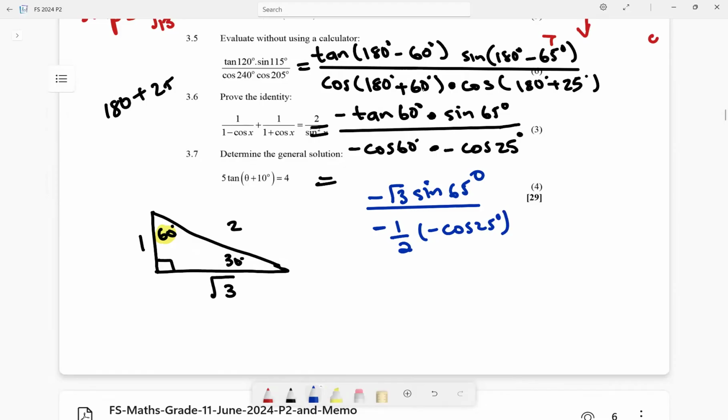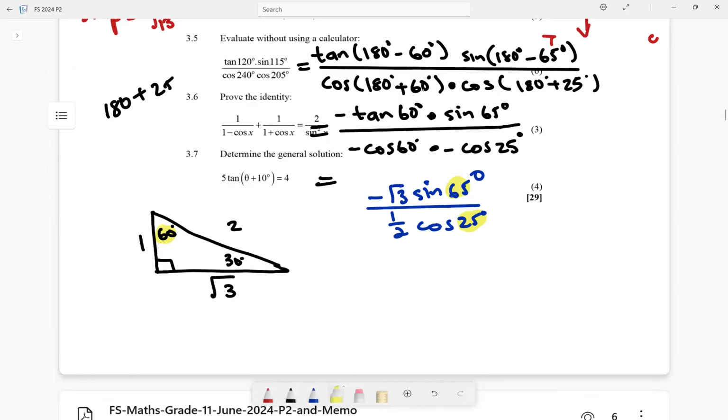Okay? Now I want you to see something. This negative and this negative, when you multiply them together, they will give us a positive. So I can say this is just half cos 25. Now the question is, how can I remove this? One thing I check first is that, is this angle plus this angle equal to 90? Yes, 65 plus 25 is equal to 90.